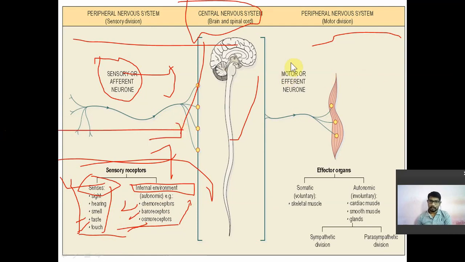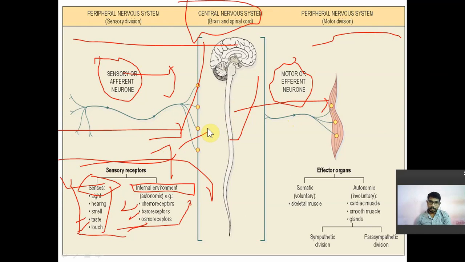Motor neuron or motor division, they are known as efferent nerves. Motor nerve or efferent neuron. So what will they do? They will transmit a signal from the brain to the various organs. So this signal has been given to the brain by your sensory receptor.